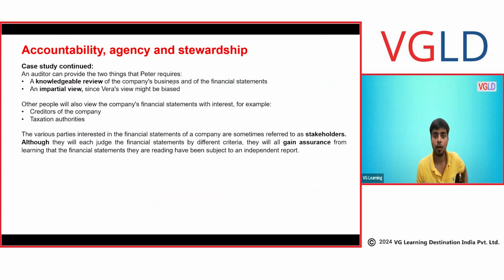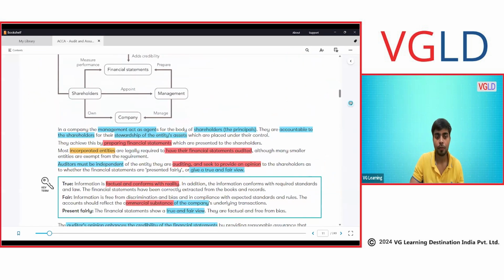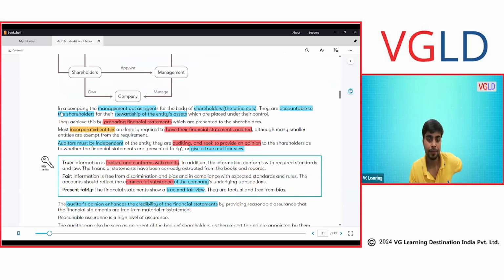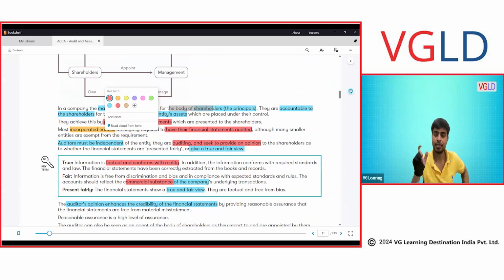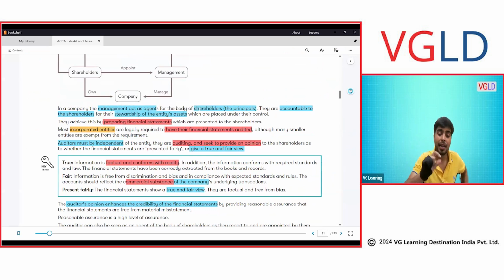So, accountability, agency, and stewardship. Let me bring that back in. Read this line again: in a company, management act as an agent body of the shareholder. Now I hope you understand this line. Shareholders are the ones who have appointed the director, because the company can only be run by directors. And here directors are acting as an agent of the principal, the shareholder. They are accountable to the shareholder. So the way directors run the company, they are accountable to the shareholder, the owner of the company.